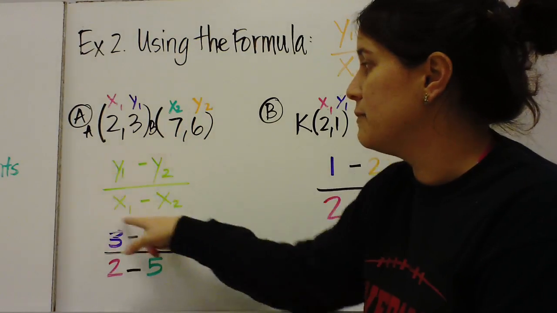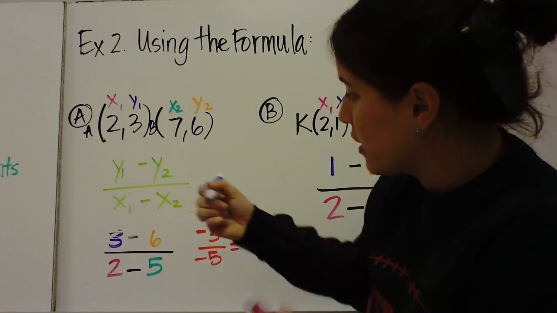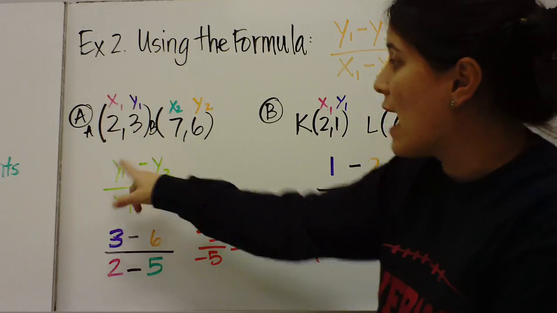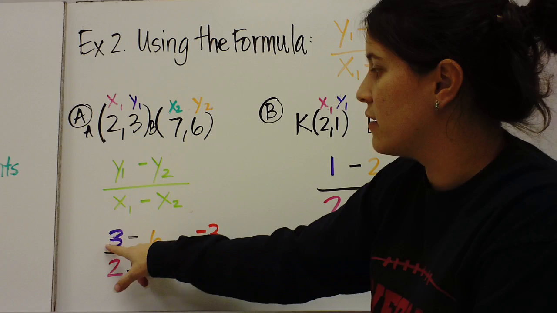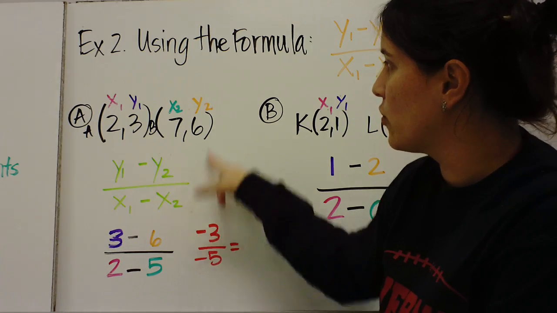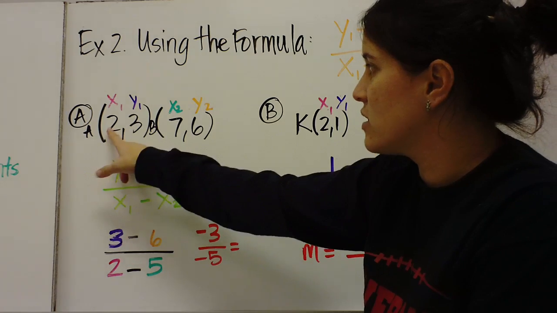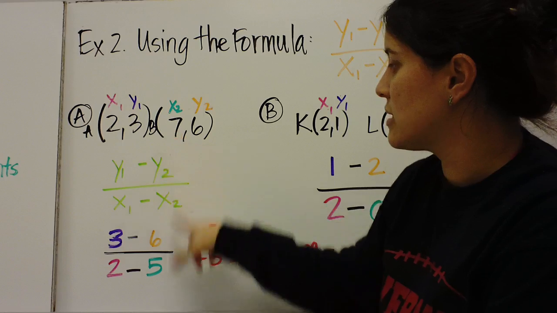Then here's my formula. So I just put it into my formula. So y1 is this one, 3. So that's where I put it, y1. Minus y2, which is orange. x1 is this one, minus x2, which is 7.